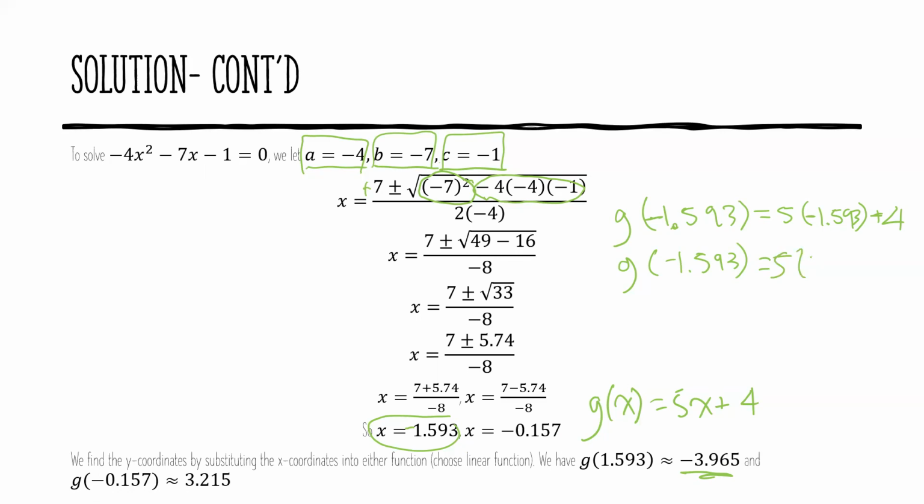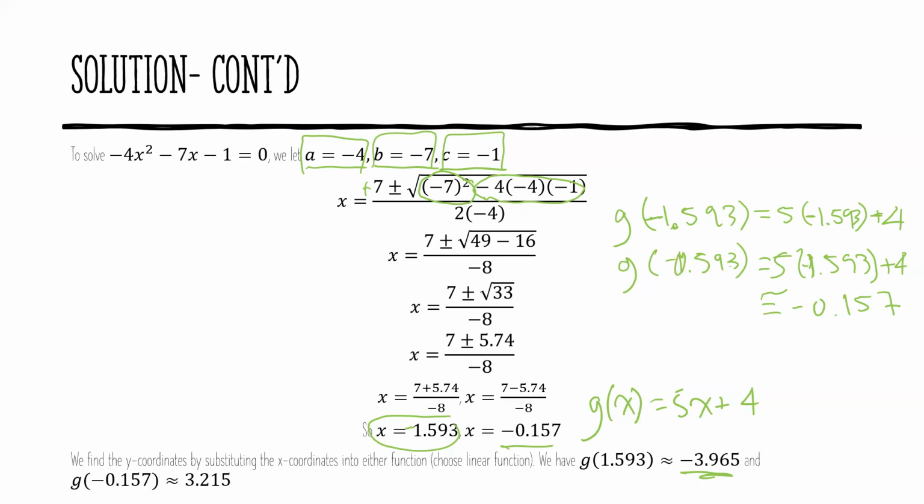And then of course I'm going to go through the same steps here. I'm going to take 5 and multiply by negative 1.593. And then I'm going to add the 4, and that should give me approximately this answer right here. And again, you can just double check yourself that that is actually correct. But that does seem to make sense.